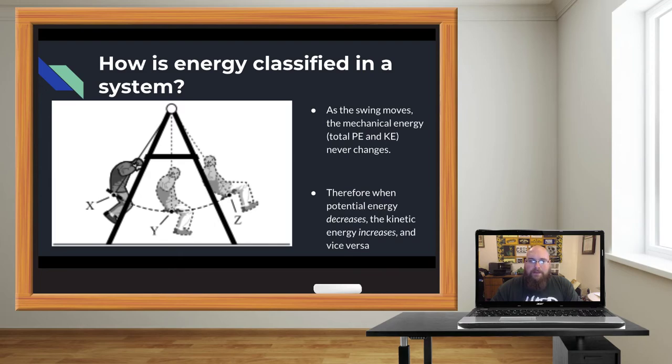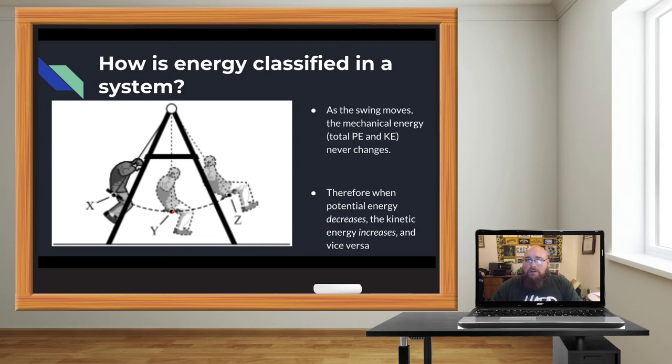It's transforming. Now, as he gets here to position Y, the bottom of the swing, at this point, there is nothing but kinetic energy. He's at the lowest point he can be on the path of the swing. Therefore, this is where his kinetic energy will be the maximum.